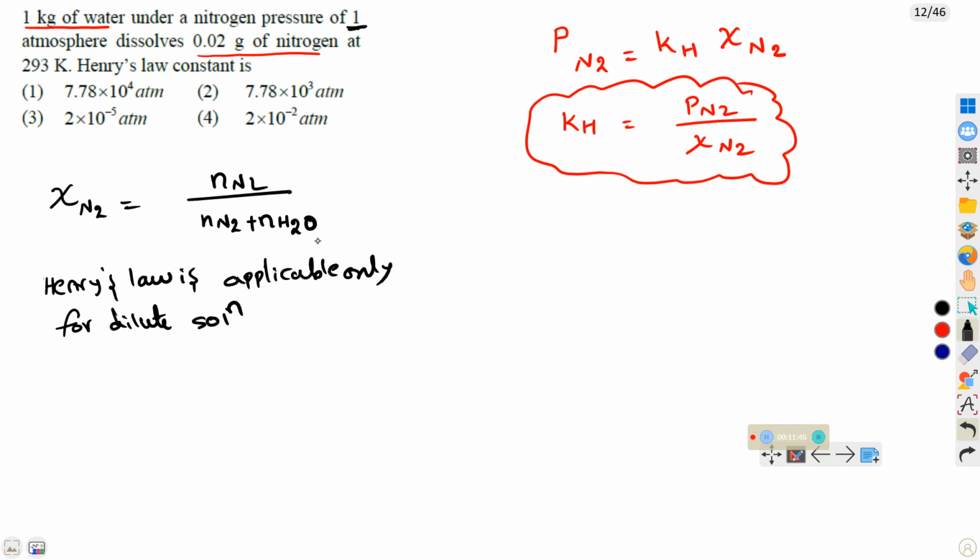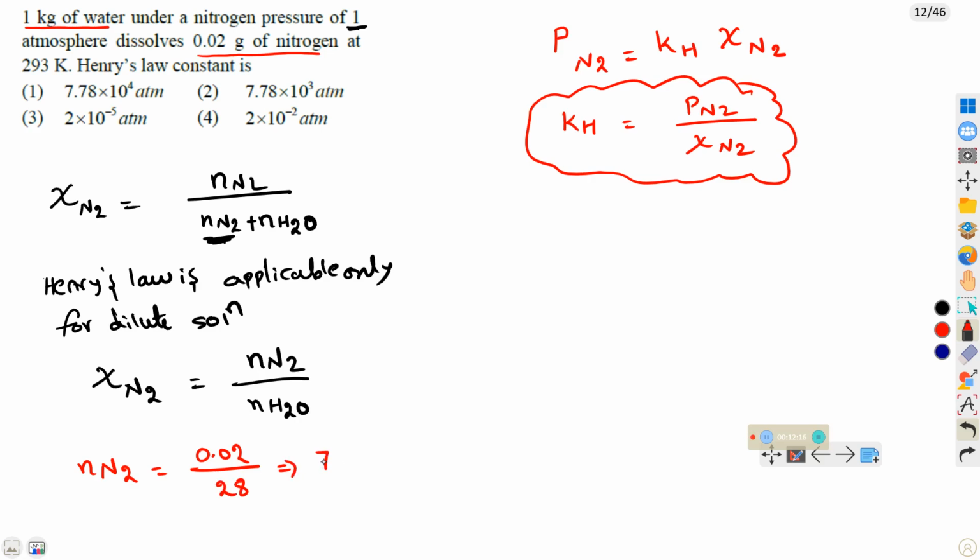So in dilute solution, solute quantity is negligible. Based on that, mole fraction of N2 is equal to number of moles of N2 divided by number of moles of H2O. First calculate number of moles of N2. Number of moles of N2 is equal to weight by molecular weight. Weight of N2 is 0.02, molecular weight of N2 is 28. That is equal to 7.14 into 10 power minus 4 moles.